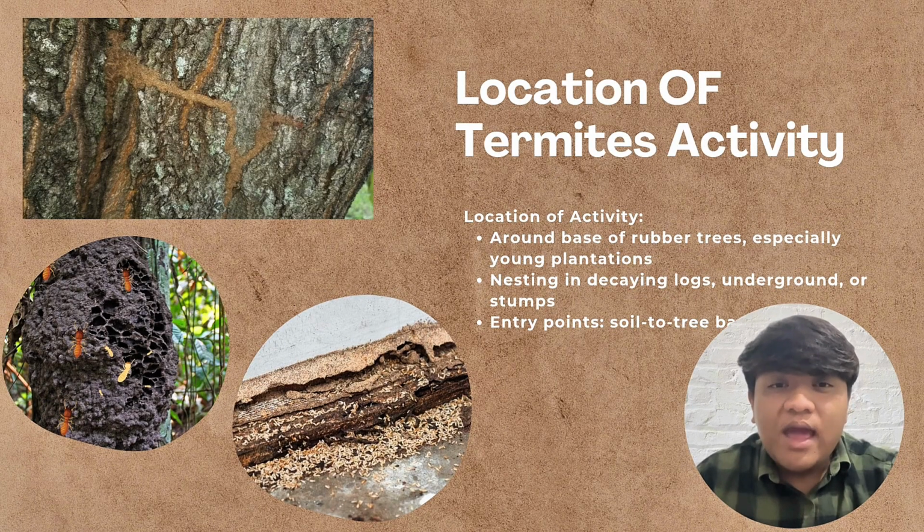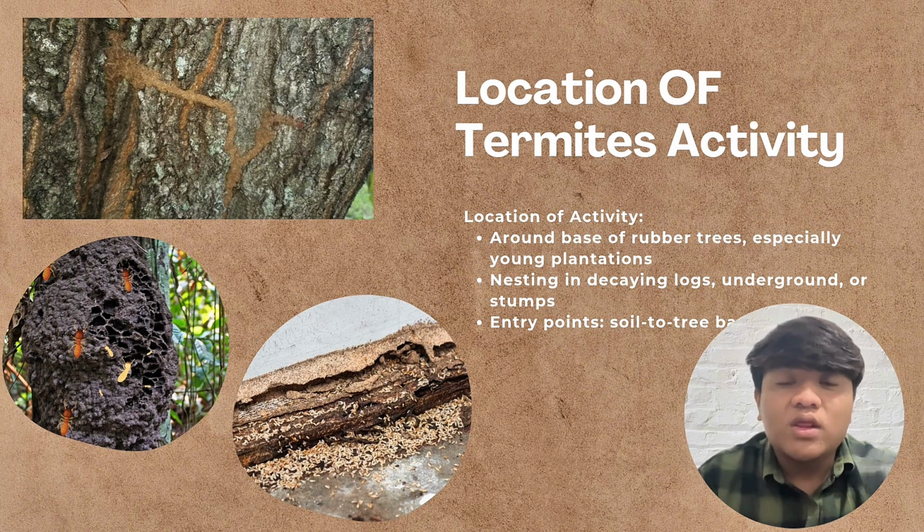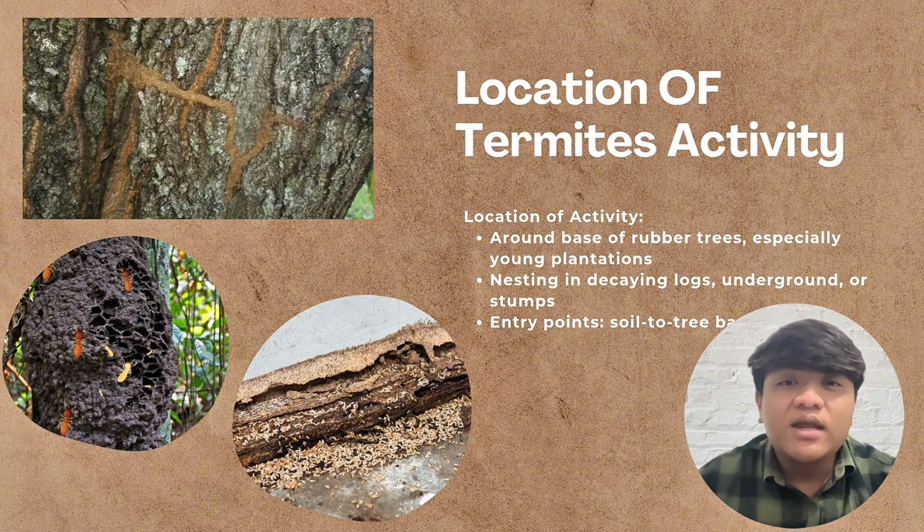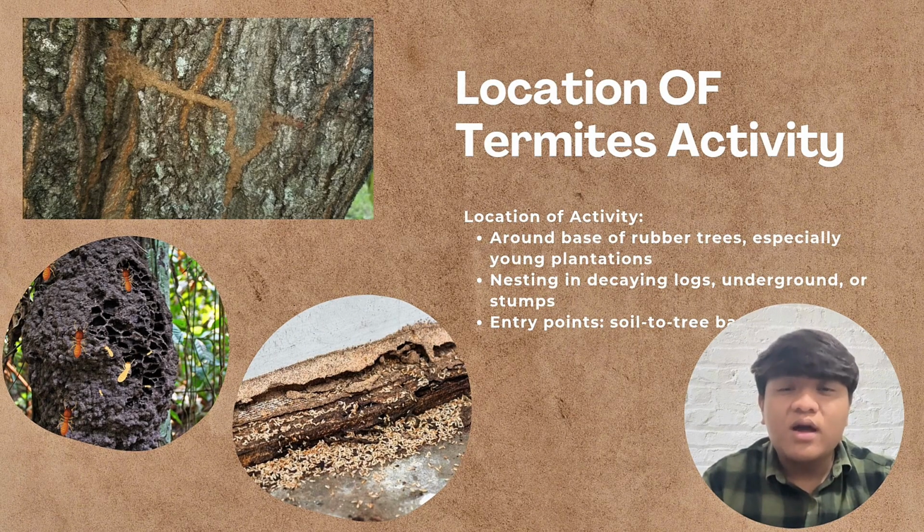Entry usually happens at the soil to stem contact point, where termites climb up the tree through mud tunnels. This space often remains hidden, which is why early detection is so difficult. Monitoring should focus on areas with leftover logging material or old stumps, as they act as termite hotspots.